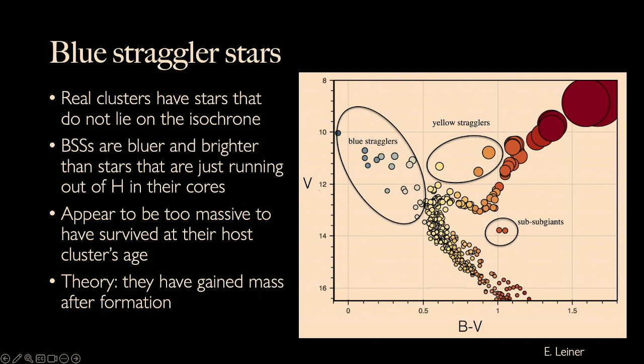These stars are bluer and brighter than stars that are just running out of hydrogen in their cores, so at the turnoff. So these stars appear to be too massive to have survived at the host cluster's age. Stars that are brighter and bluer should have burned through their fuel much quicker, and yet we see them. And because cluster stars are all the same age, it means that something has happened to these stars over time.